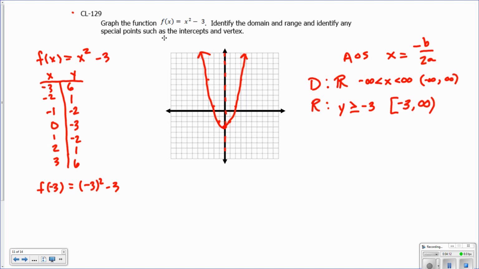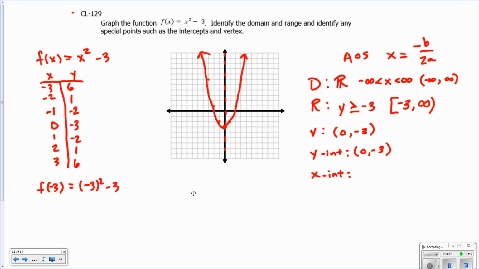Now it says identify any special points, such as the intercepts and the vertex. Vertex, really easy. It's the bottom point here. It's the point 0, -3. That is also our y-intercept. Trying to find our x-intercepts, that one is going to require a little bit more work because it doesn't cross at exactly an integer value. So in order to figure it out, let's just do this. We're going to take our y-coordinate on the x-axis, which is 0, and we're going to put it in as our output and solve it.